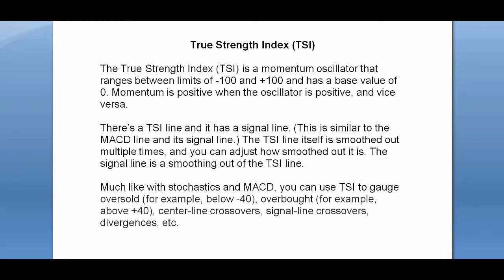And so it's a momentum oscillator that ranges between the limits of negative 100 on the bottom and positive 100 on the top. All right. So it oscillates between those two numbers. And the midline, or the base value, is 0. The momentum is positive when the oscillator is positive, when it's above 0. And it's negative momentum when the TSI line is below 0, or a negative number. Okay. Pretty simple. So let's take a look at that.